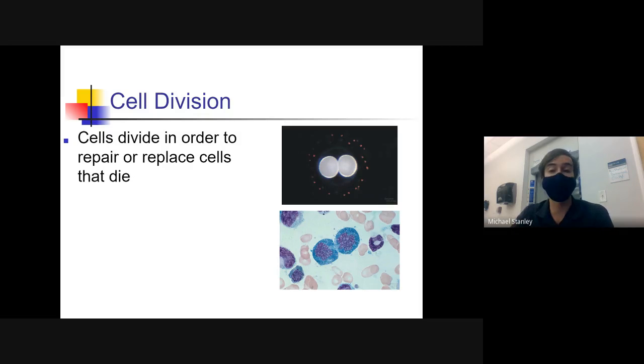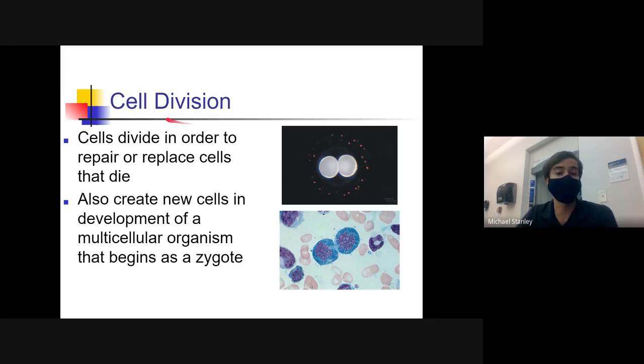So cells divide all the time. There are cells dividing in your body right at this moment as we speak, and they do it for all sorts of reasons. Maybe you need to grow, if you're a child growing into an adult. Maybe you need to repair some damaged tissue. Maybe there are cells that die, which happens. There are constantly cells in your body that are dying and need to be replaced.